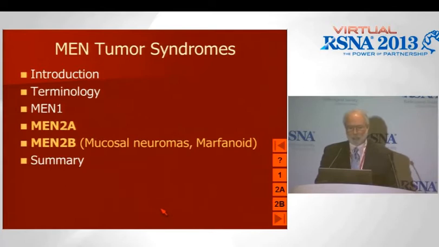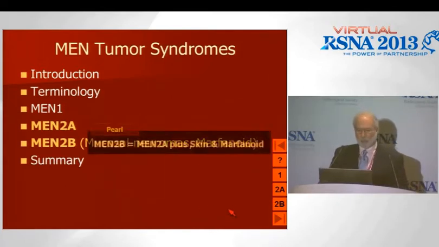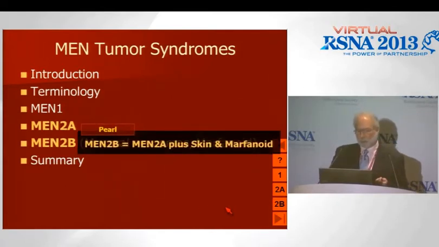So let me switch now and talk about MEN2A and 2B. And you want to remember that the difference between MEN2A and 2B is that 2B has everything that 2A has, but it also has the marfanoid facies and it has the cutaneous manifestations. And those two features are thought to have 100% penetrance in patients that have MEN2B.